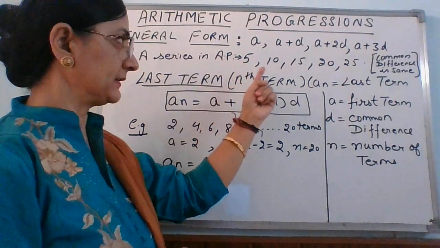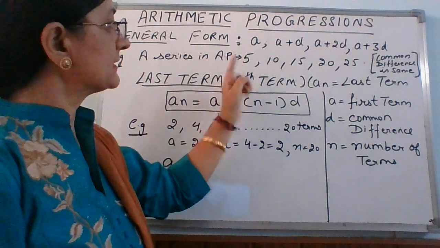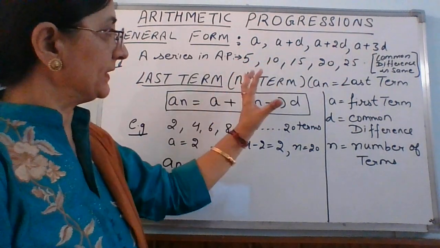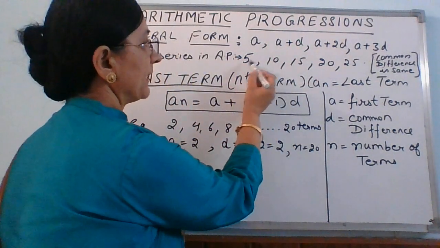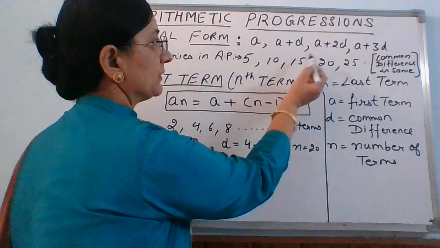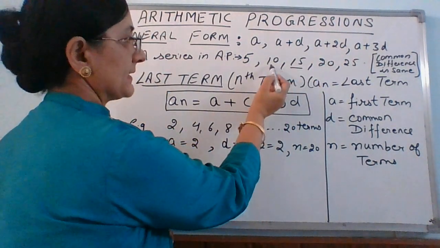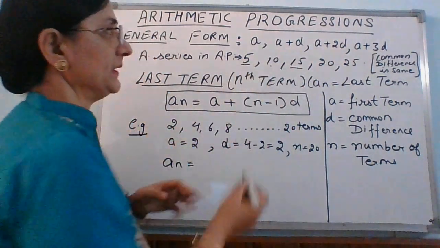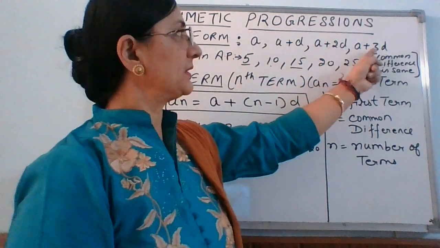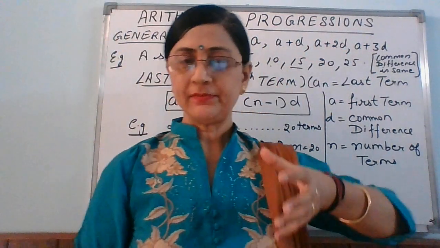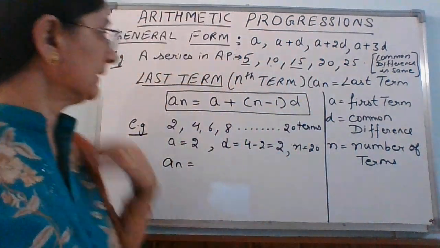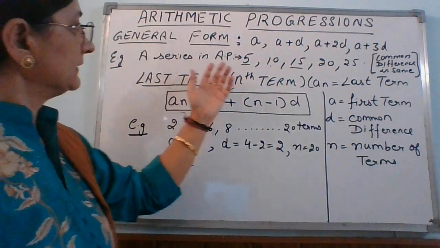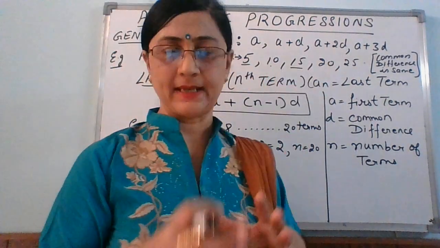For example, I have taken here the first term is 5, and we add the common difference. In this, the common difference is suppose 5. So the second term is formed by 5 plus 5. Then the third is formed by the second term plus D, or A plus 2D. A plus 2D, A plus 3D, right? So the common difference is multiplied once, twice, thrice and so on. Here we have written the example also.